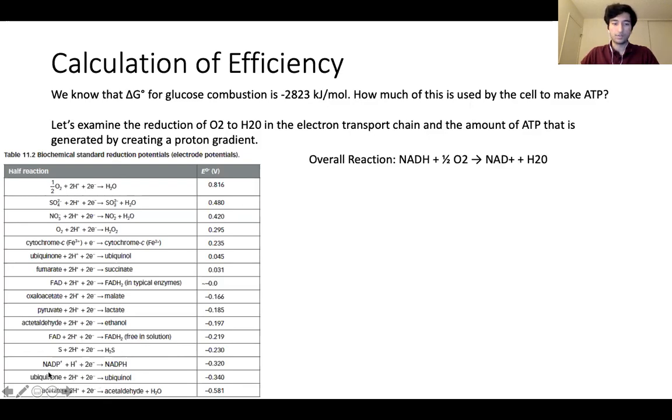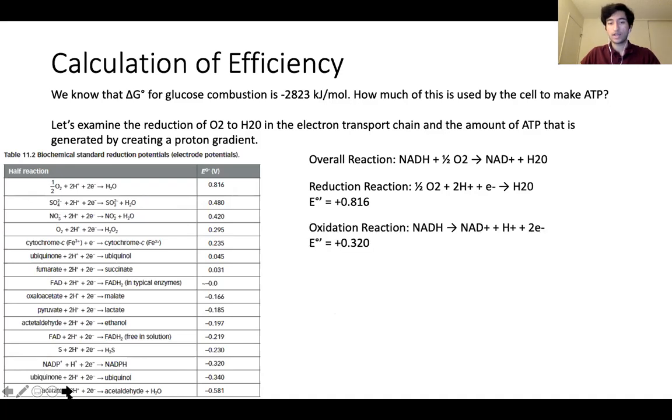And also you'll note that on this reduction table, it's given NADP plus instead of NADH, but actually if you look at the biochemical standard state reduction potential for NADP plus, it's actually the same as NAD plus. And so here, this is the overall reaction that's occurring, and then you can split this into your reduction reaction and your oxidation half reaction. Note that I've switched this to positive because I've reversed this reaction.